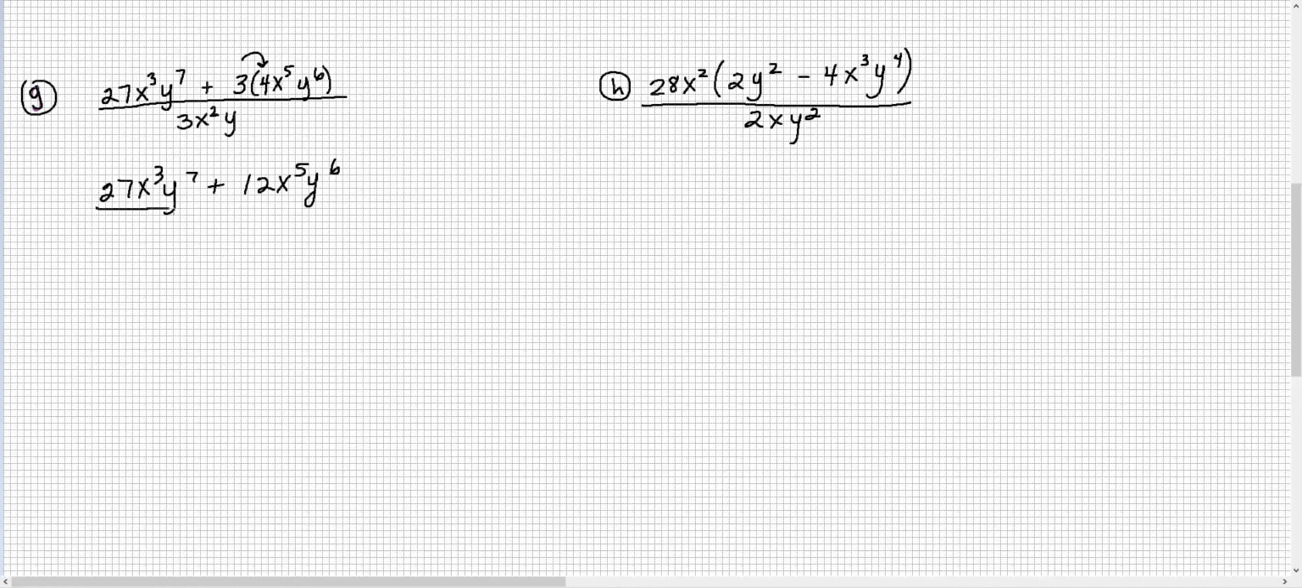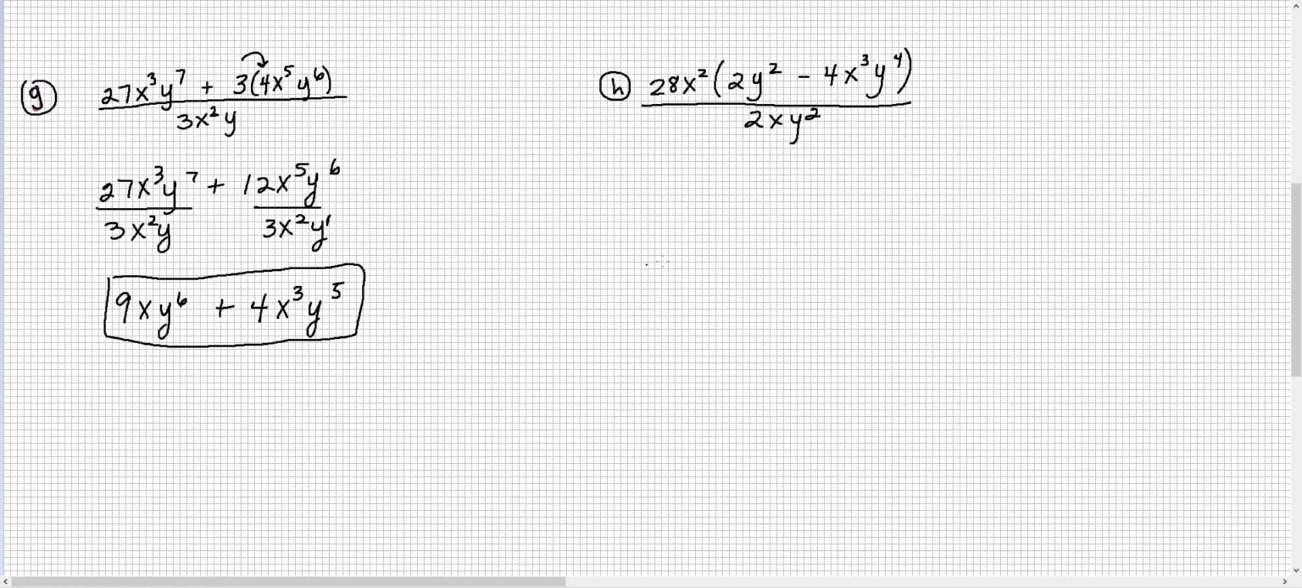And then because it's monomial division, each of these is going to be divided by the 3x squared y. 27 over 3 is 9. X cubed over x squared is just x. Y to the 7th over y is y to the 6th. 12 over 3 is 4. X to the 5th over x squared is x to the 3rd. Remember, you're subtracting the exponents. Y to the 6th, y to the 1st, right? So 6 minus 1 is 5. So y to the 6th over y is y to the 5th. And these are not like terms. So this would be your simplified answer.